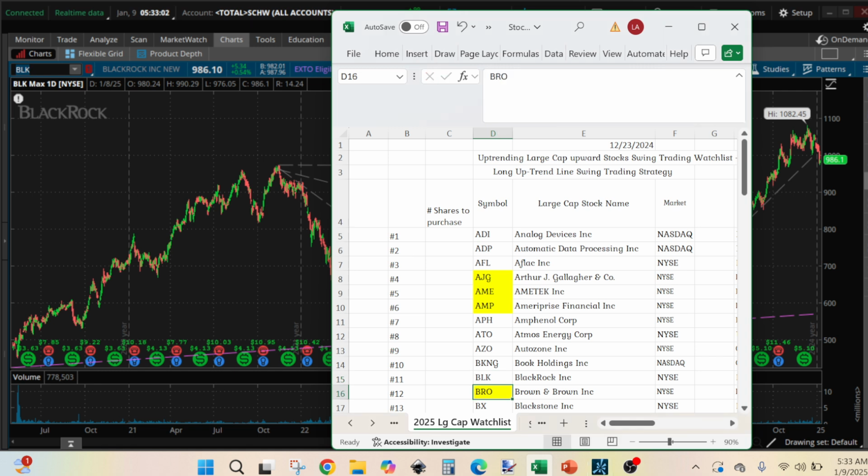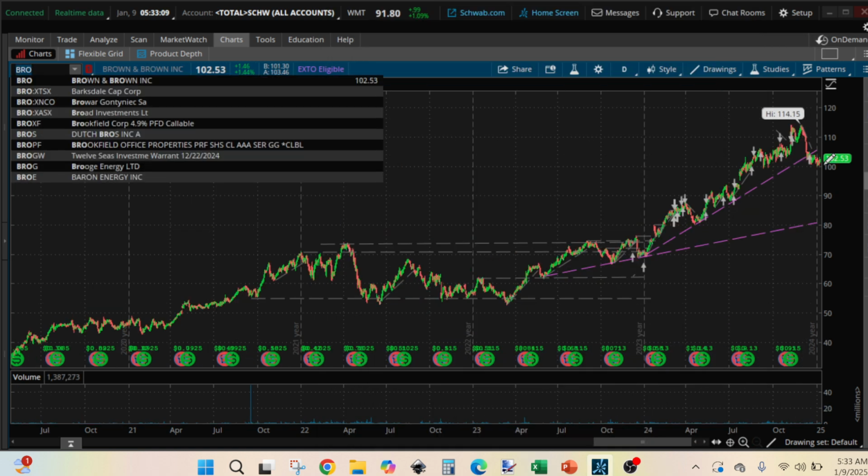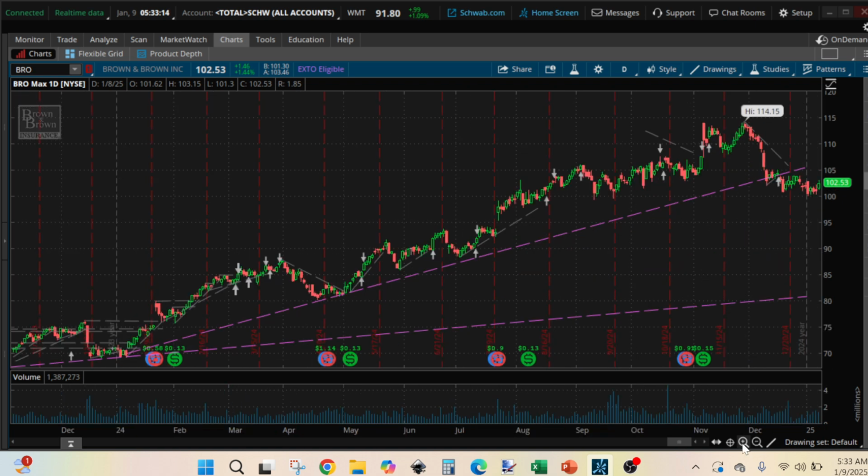BRO, we have BRO in our portfolio. That's why it's highlighted in yellow. We purchased it on this trend line, and right now it is below it. There is quite some consolidation going on there.